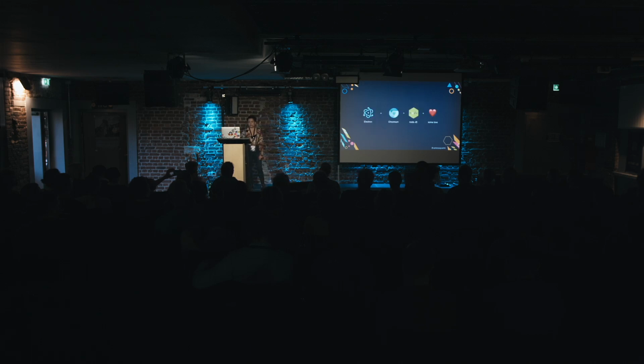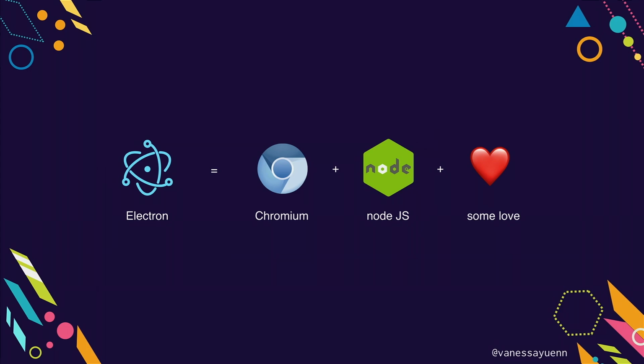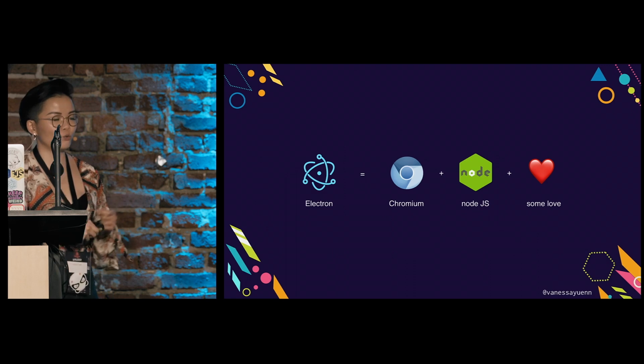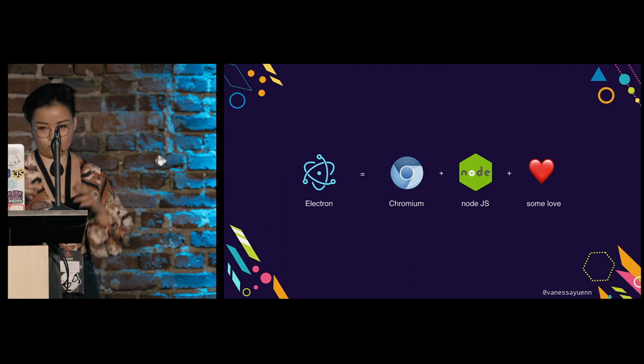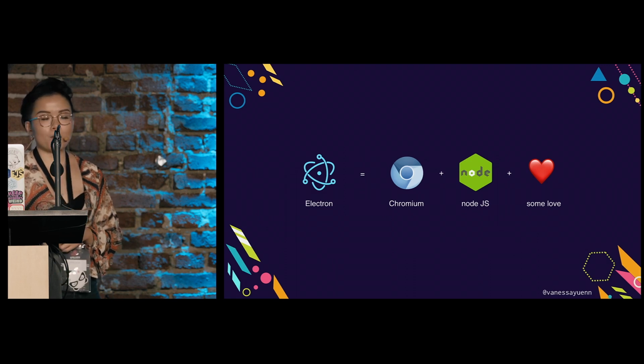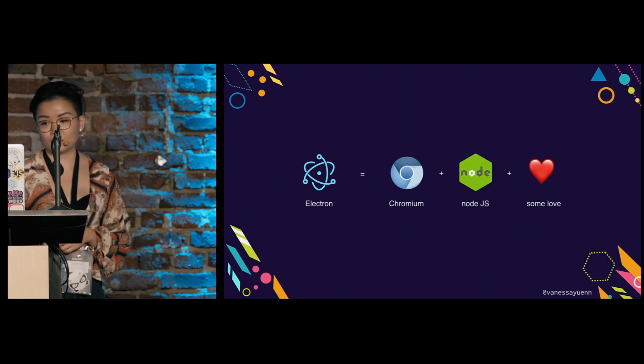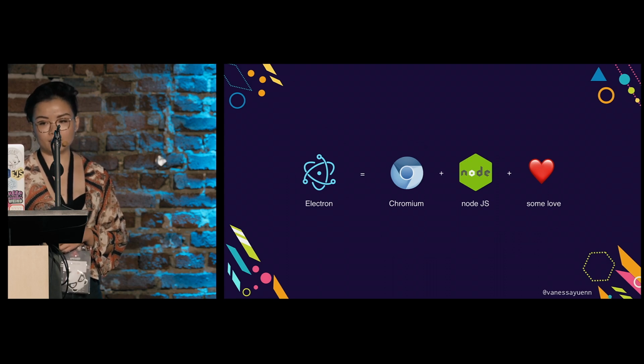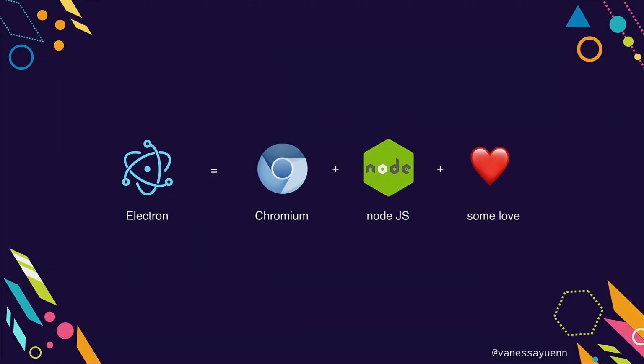How does it do that? There are two core pieces of Electron. One is Chromium, which is the underlying engine of the Chrome browser and Chrome OS. And that is the piece that allows you to use web technology to render stuff in the desktop application. And that combined with Node.js, which gives you access to the file system. So these two pieces, plus some love, became Electron.